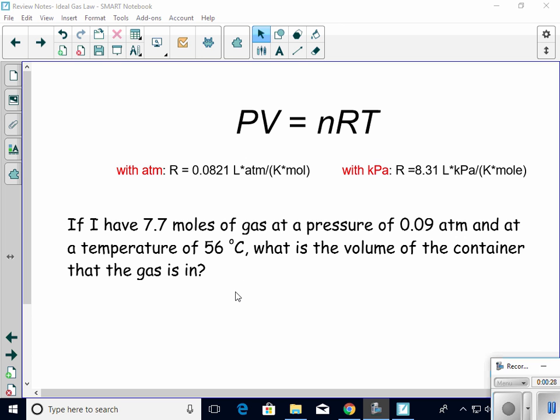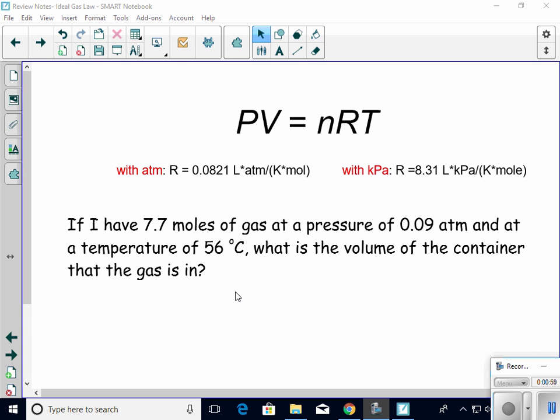So, if I have 7.7 moles of a gas at a pressure of 0.09 atmospheres and at a temperature of 56 degrees Celsius, what is the volume of the container that the gas is in? Well, a lot of people want to relate this with our molar constant for a gas with volume.